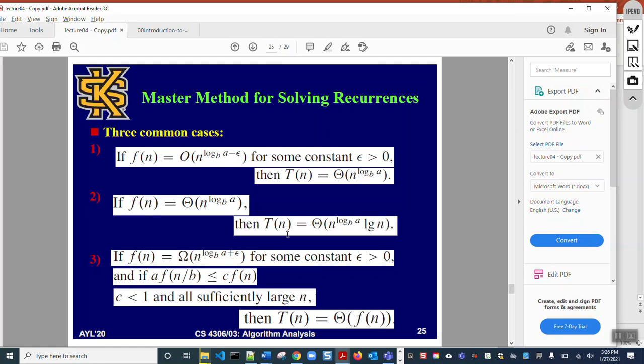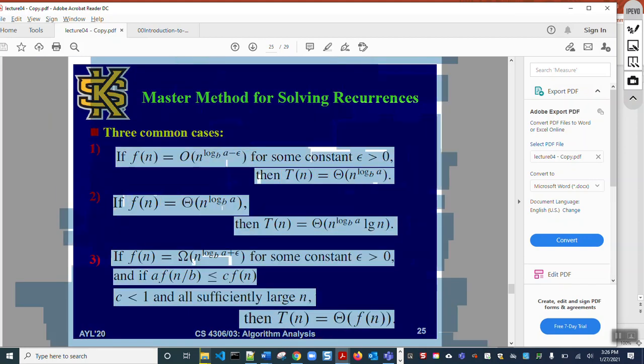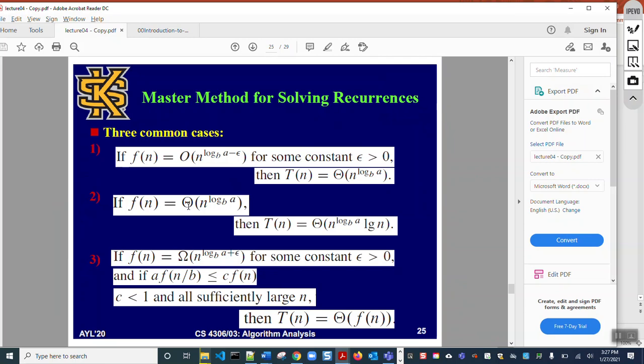So in order to use the master theorem for solving recurrences, we consider three common cases. Let us think about what the three common cases are. The first one you are familiar with now, right? Big O notation, and the second one is theta notation, and the third one is omega, the lower bound. So upper bound, tight bound, and lower bound.